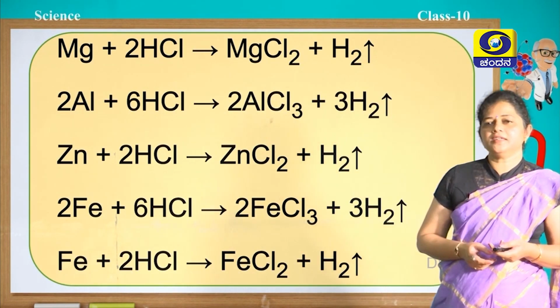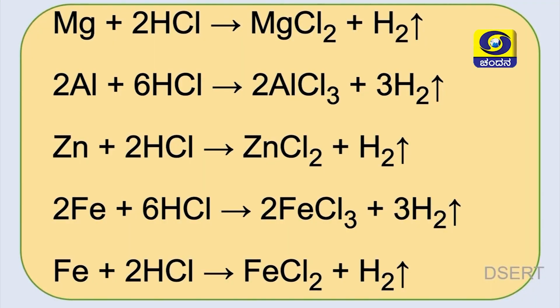Now, you can see the reactions over here. Magnesium reacts with hydrochloric acid to form magnesium chloride, aluminium forms aluminium chloride, zinc forms zinc chloride, and iron forms iron chloride. Iron forms two chlorides: one is ferric chloride and another one is ferrous chloride. All the same, in all the reactions, hydrogen gas is liberated, or the metal displaces hydrogen from the acid.